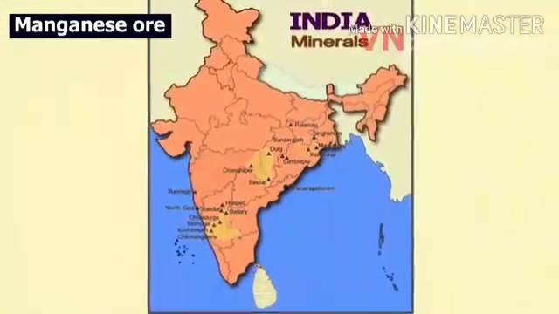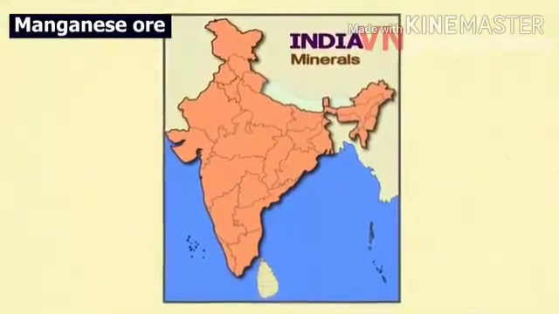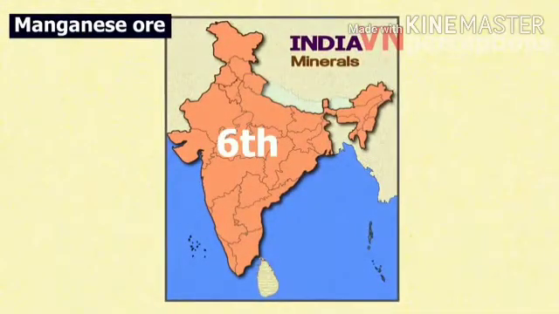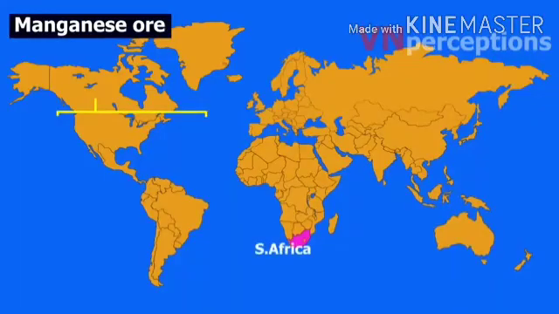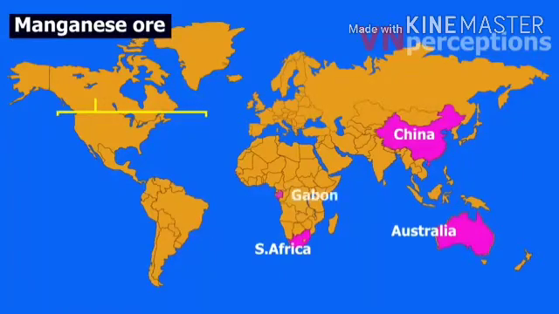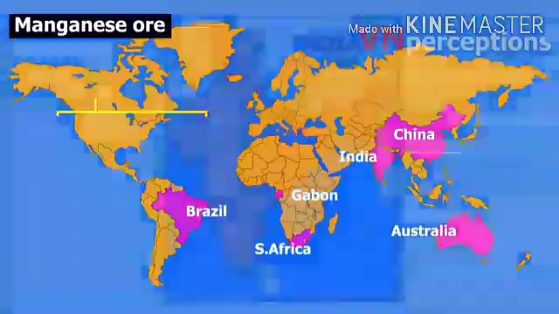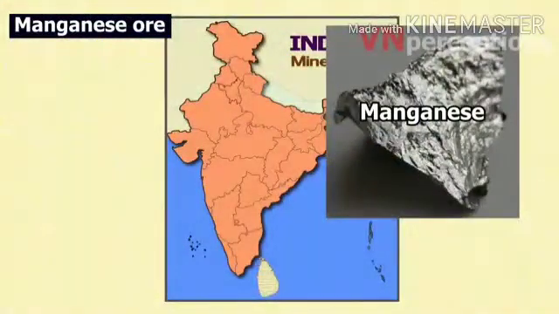Then it is manganese. When it comes to manganese, India ranks somewhere 6th in the world. The leading countries are, first, South Africa, then Australia, China, Gabon, Brazil, and then India. Manganese is mainly used in the manufacture of steel. Nearly 10 kg of manganese is required to manufacture 1 ton of steel.